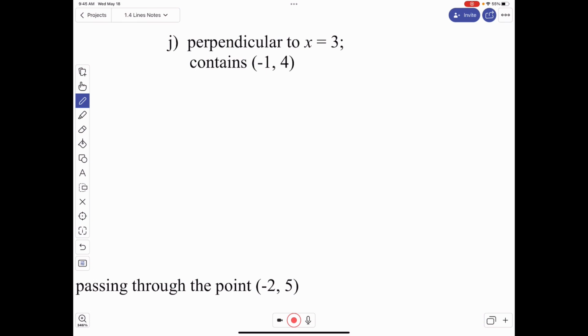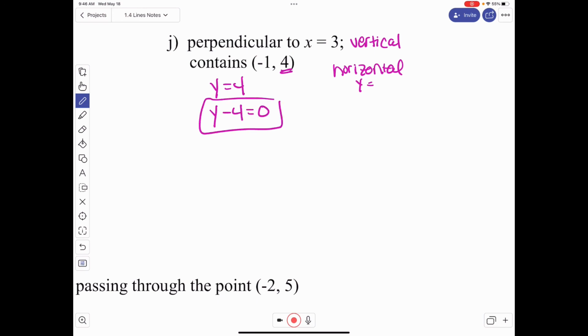All right, if it's perpendicular to x equals 3, well, if this one is vertical, then I need a horizontal line. So I need a y equals something. So y equals 4. So if I do y minus 4 equals 0, I just move my 4 over to get it set equal to 0.